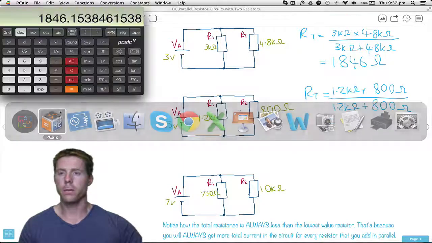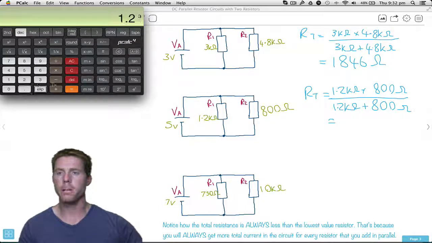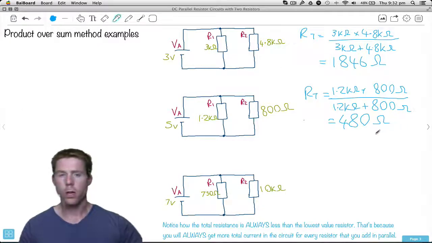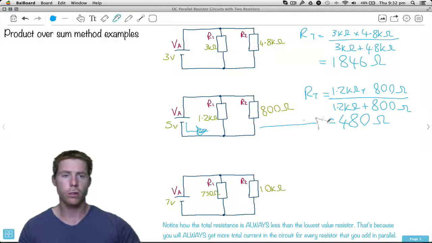Let's get the calculator. 1.2K multiplied by 800 ohms, what does that equal? Well, it's that. Now let's divide it by the stuff down the bottom, which we need to put in brackets. Divided by 1.2K plus 800 ohms. 480 ohms. Is 480 ohms less than 800? I think you'll find it is. So if we were to replace those two with one single resistor and still get the same amount of current, that value would be a 480 ohm resistor.